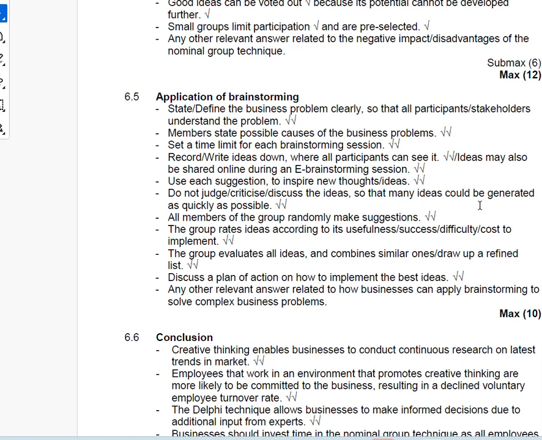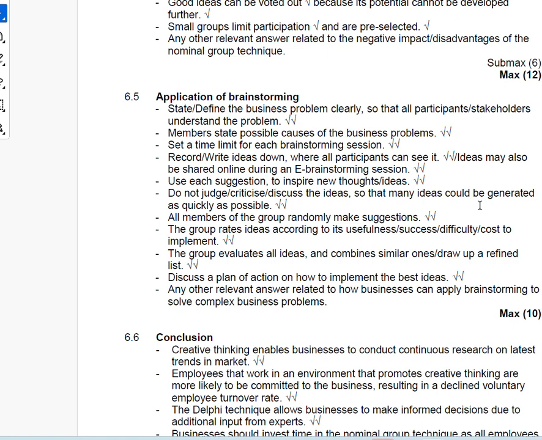Use each suggestion to inspire new thoughts or ideas. Do not judge or criticize or discuss the ideas, so that many ideas can be generated as quickly as possible. All members of the group randomly make suggestions. The group rates ideas according to the usefulness, success, difficulty, or cost of implementation. The group evaluates all ideas and combines similar ones into a defined list. Discuss the plan of action on how to implement the best ideas.